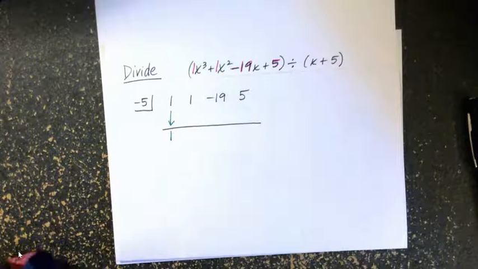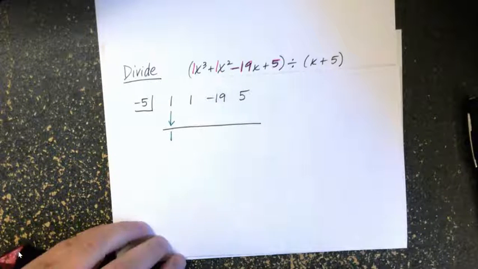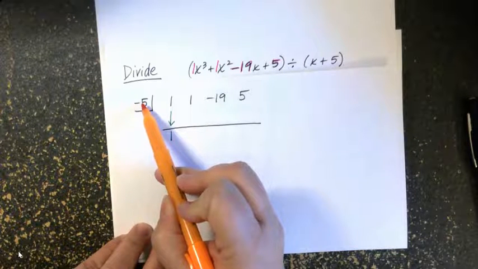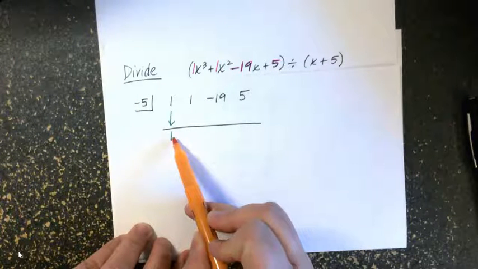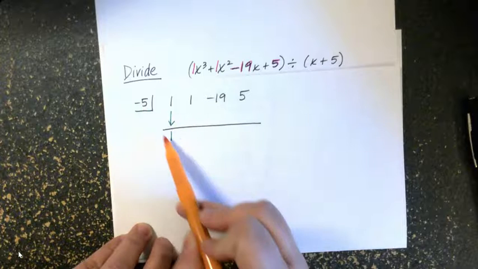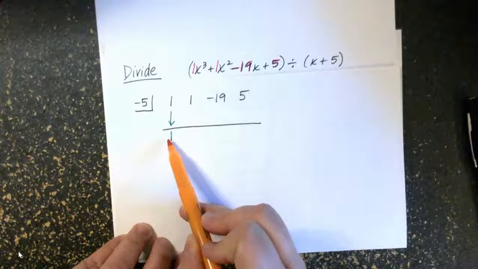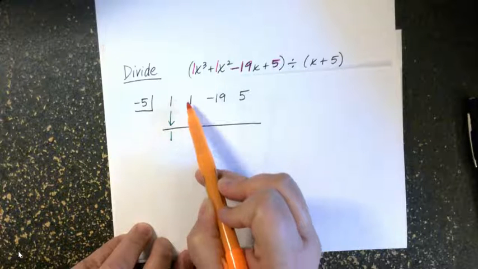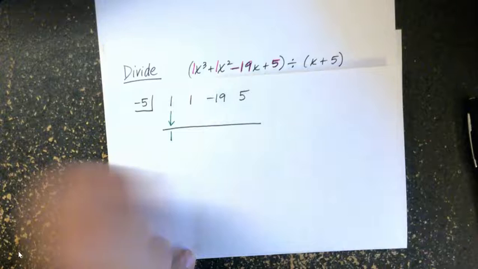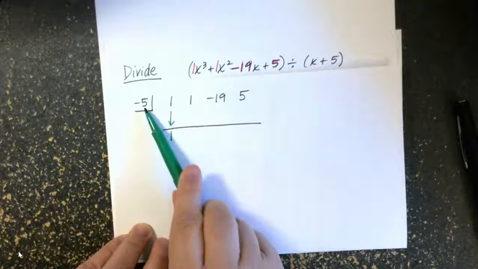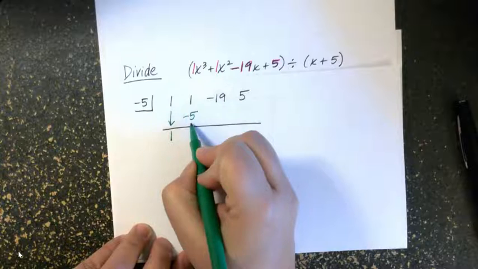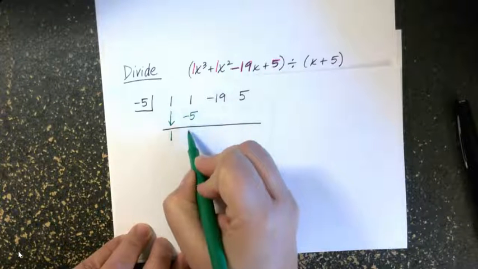I'm going to do the same sequence over and over again, like a cycle, just like I had cycles when I did long division. I'm going to multiply this number times the number that's here and put my result here. Think of it like a big backwards check mark. This times this goes here. Then, unlike long division, I'm going to add vertically. I'm going to add these two numbers. So, for instance, here I have negative 5 times 1 gives me negative 5. And then when I add, 1 plus negative 5 is negative 4.